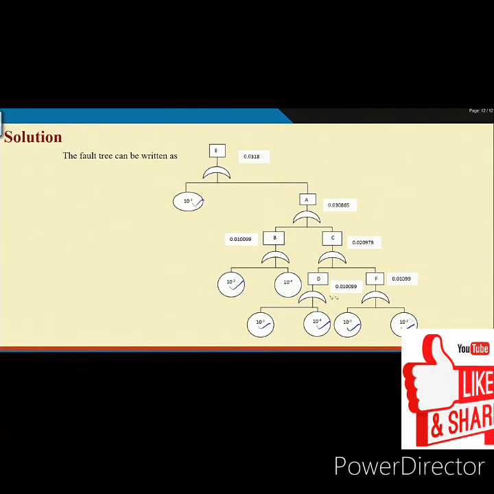Now, what you need to do is start with the gate by gate method. You cannot start here because you do not know this probability. So, you have to start from the bottom. It is basically bottom up.